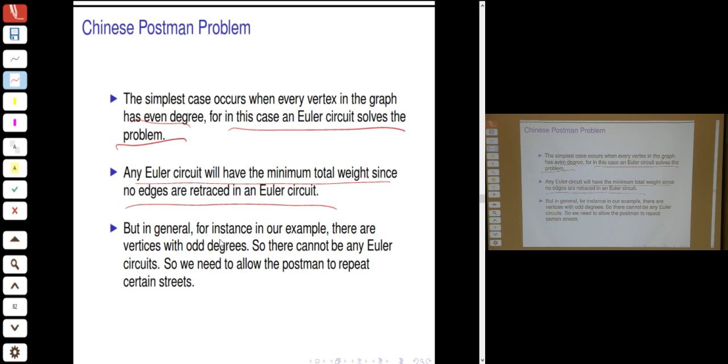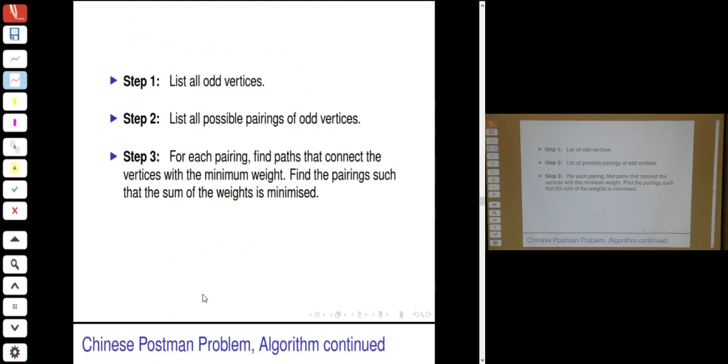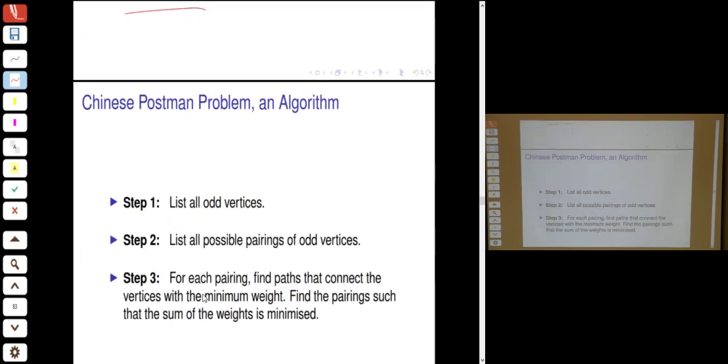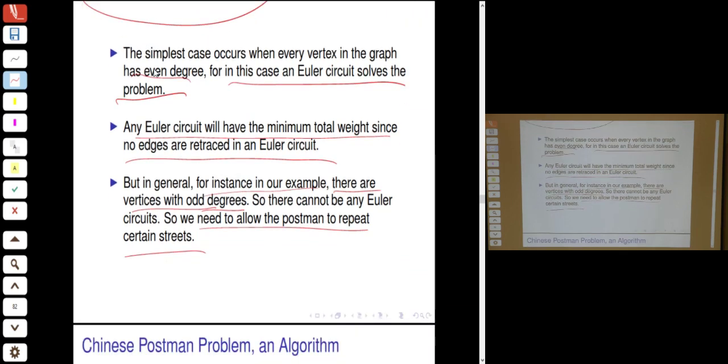But in general, for instance, in the example that we saw in the lecture, there are vertices with odd degrees, and we know that if there are vertices with odd degrees, then an Euler circuit might not exist. So the postman needs to repeat certain streets. So the Chinese postman problem is to come up with an algorithm for the situation when there are vertices with odd degrees.